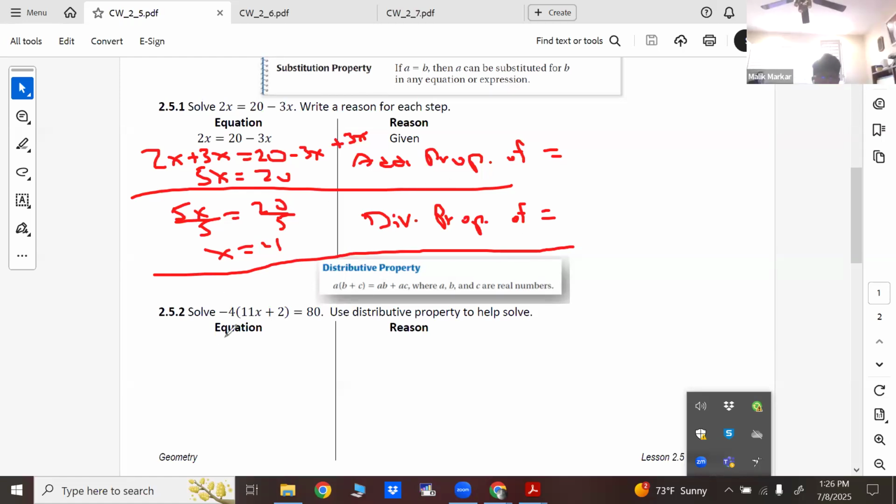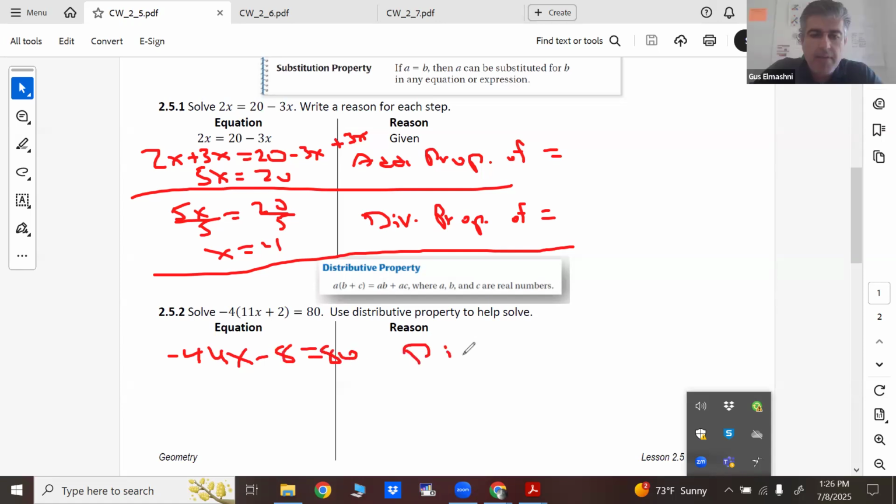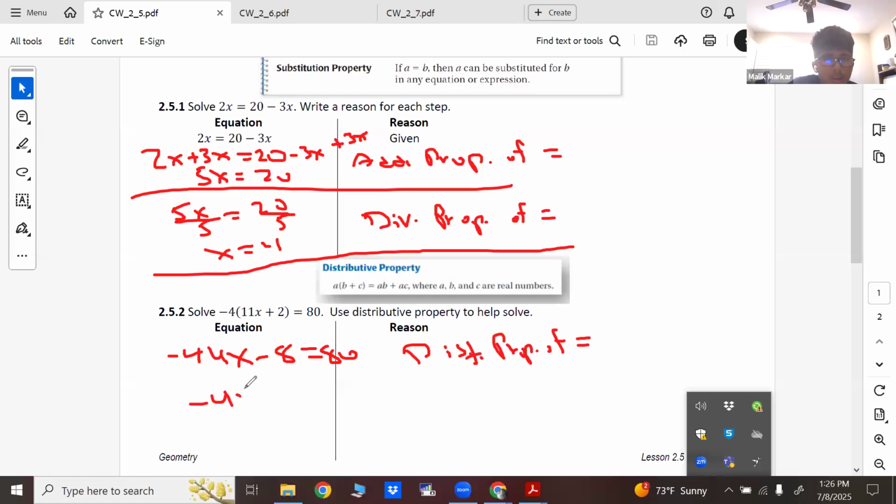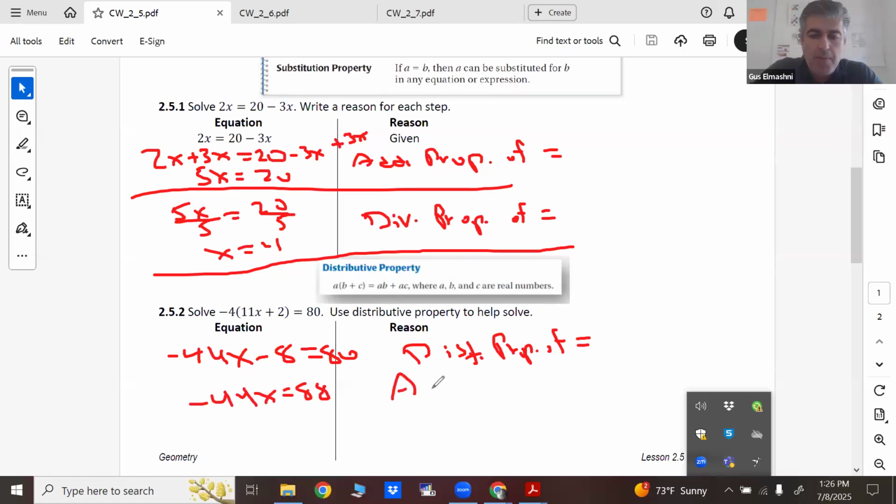Okay. So we do something similar here. The distributive property of equality. Correct. And then you add the 8 to the other side. So addition property of equality. Yeah, so you have this. That's addition property of equality. And then you do division property of equality, and then you have x equals negative 2. Correct.